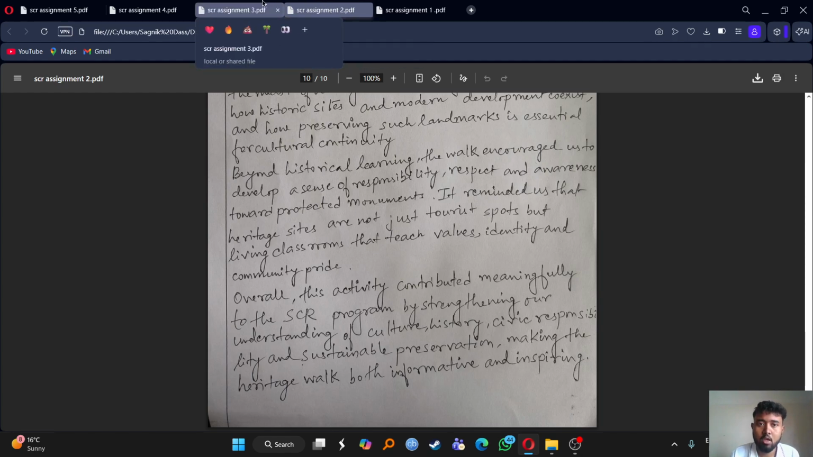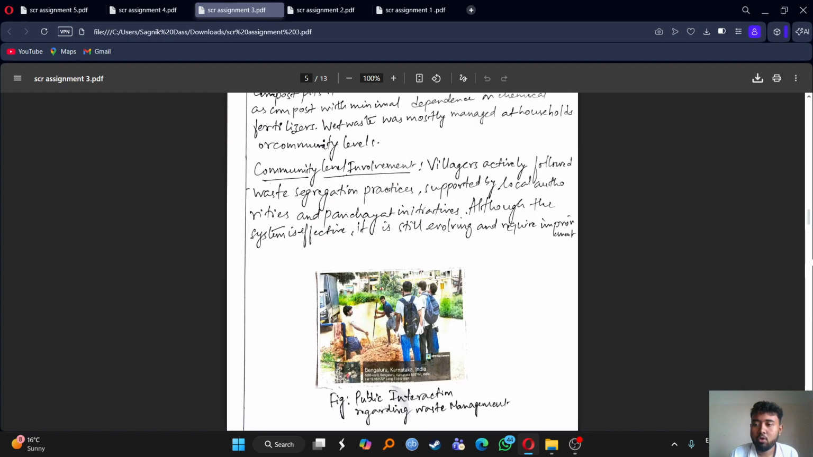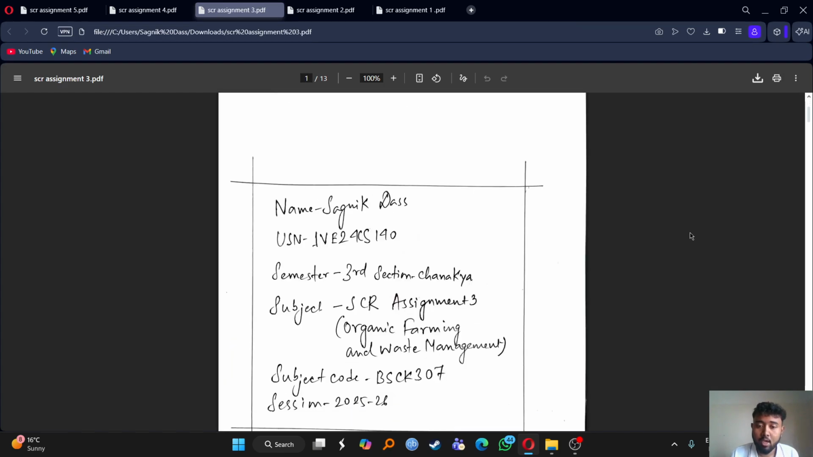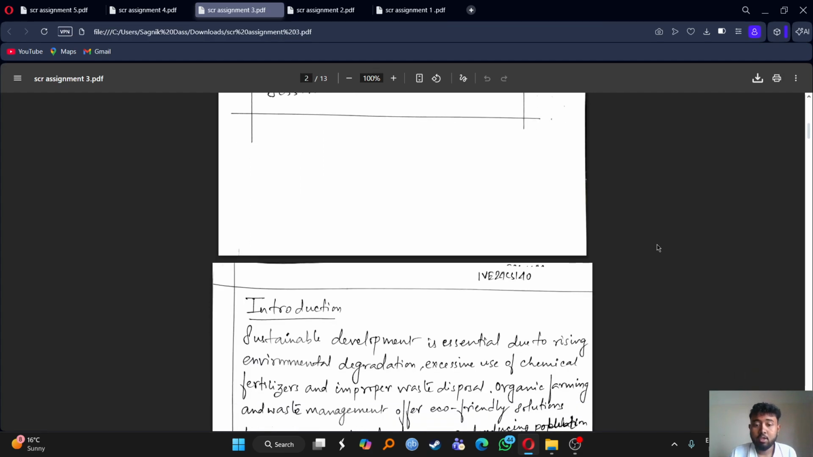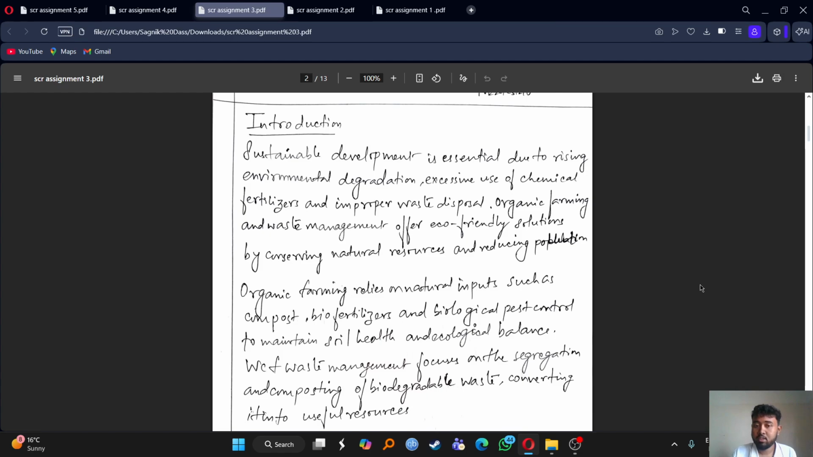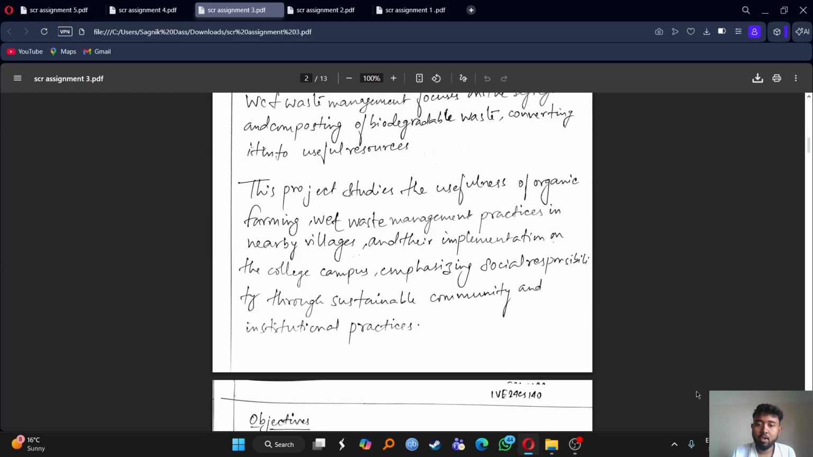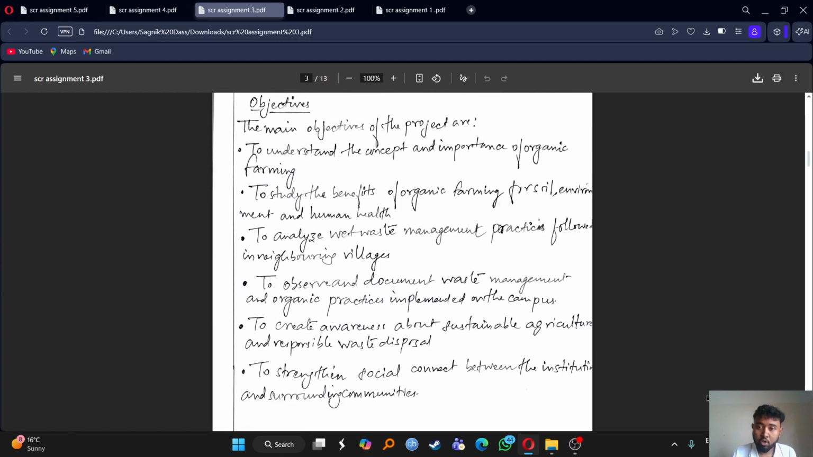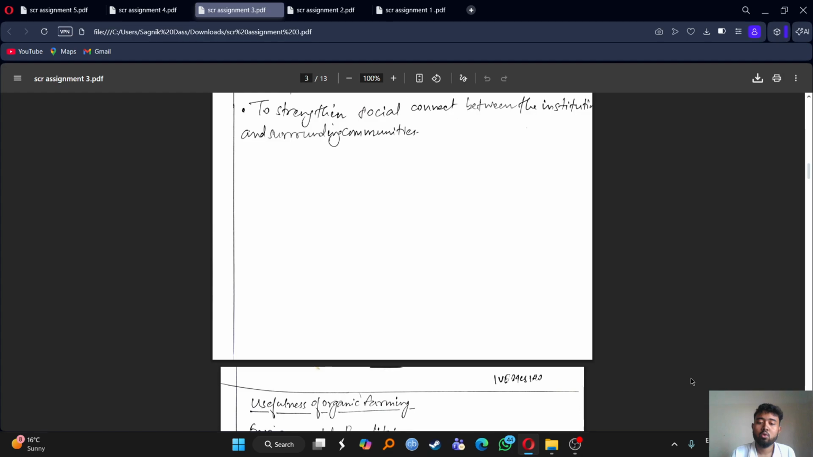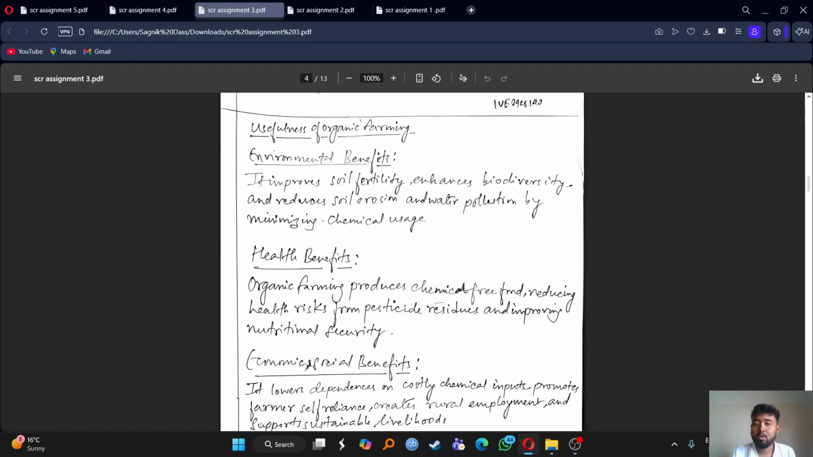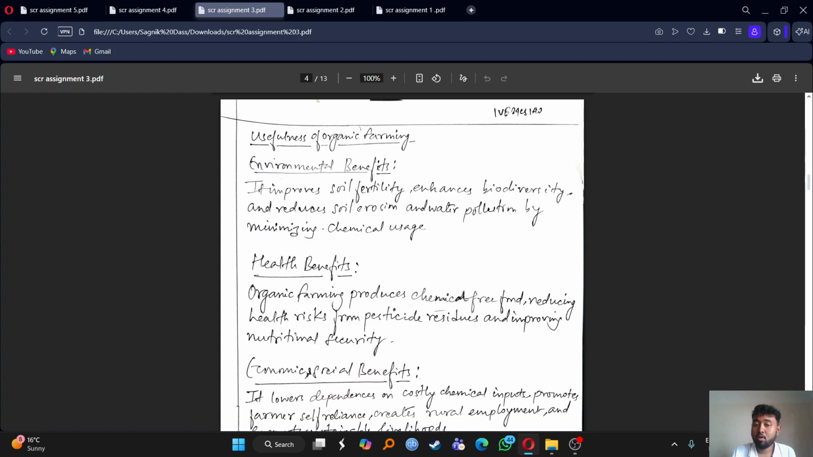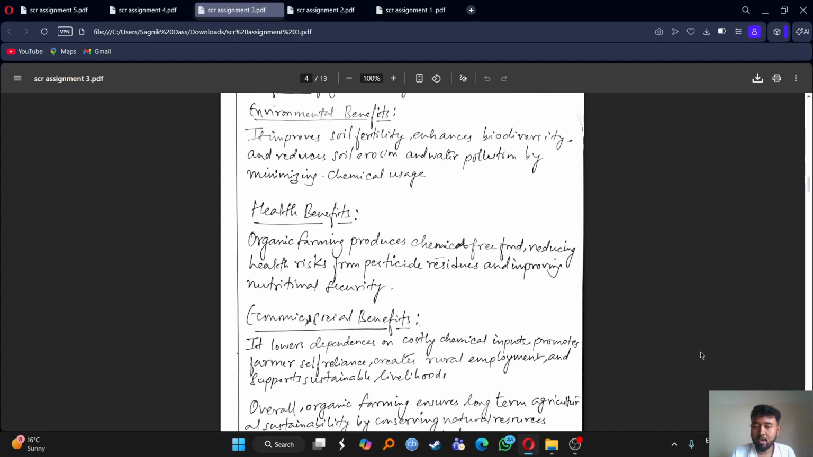Now I'll be shifting to module 3. So module 2 is organic farming and waste management. Here we did an organic farming activity along with waste management in Chikkajala village near our college only. As a part of this activity, we went to an organic farming site for carrying out our activity. In that we grew some organic plants for its various environmental benefits and health benefits, along with economic and social benefits in that land area.